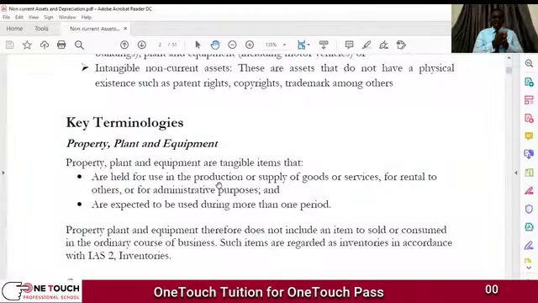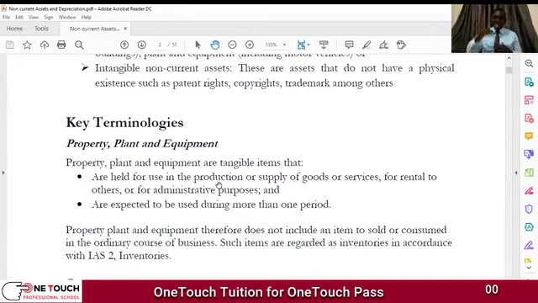That is PPE. That is property, plant, and equipment. We are seeing that they are tangible items that are held for use in the production or the supply of goods or services, for rental or for administrative purposes. Good. Now, property, plant, and equipment, therefore, does not include an item to be sold or consumed in the ordinary course of business. So when we talk about property, plant, and equipment, they do not include items that are purchased to be sold or to be consumed in the ordinary course of business.